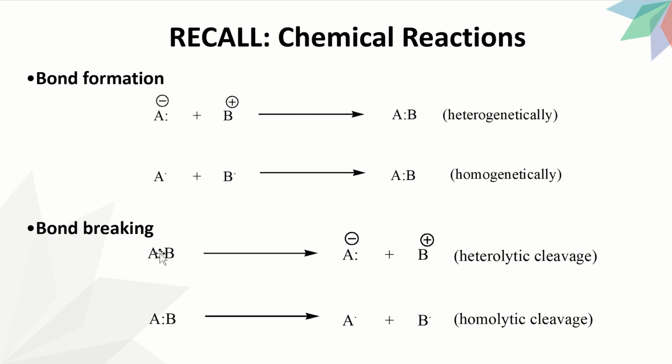In heterolytic cleavage, the pair of electrons goes to one atom, and therefore that atom becomes negatively charged, as opposed to the other, which is positively charged. And then for homolytic cleavage, we have one electron going to each atom, and therefore we end up with radicals.